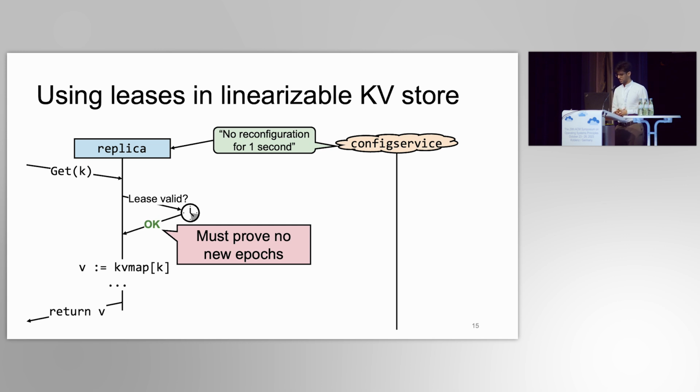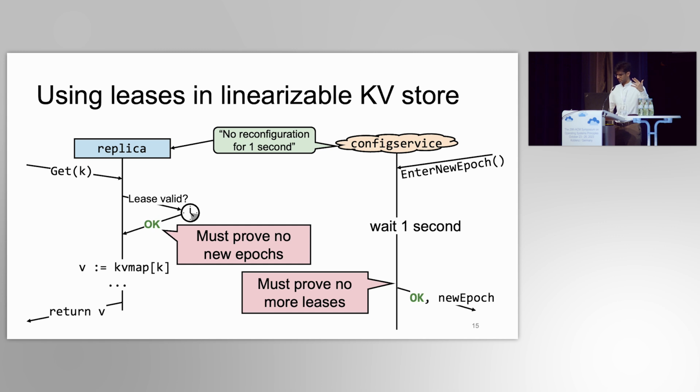Meanwhile, other parts of the system might be trying to run reconfiguration, and a key step of reconfiguring to a new set of servers is creating a new epoch number, which is handled by the configuration service through this EnterNewEpoch RPC. What this does is it first waits to make sure that all the leases that it's given out have expired, and then increments the epoch number and returns to its caller. To make sure that this part of the system is correct, we have to prove that when the config service increments the epoch number, there are no servers that still think they have a lease out on the old system, and they will no longer try handling any more gets.